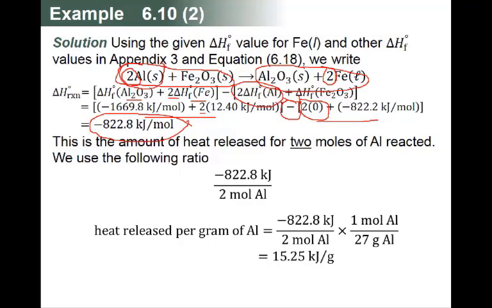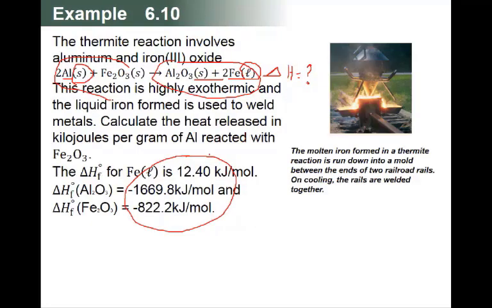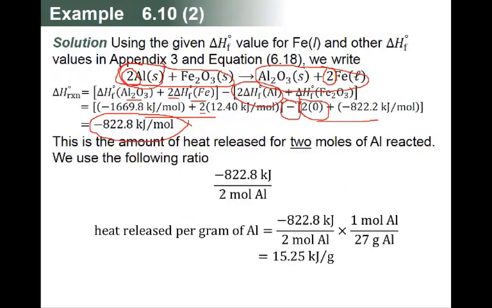Okay, and in the question he is asking you to calculate the heat released in kilojoule per gram of aluminium. Per gram of aluminium. So we have to change this answer. This answer is in kilojoule per mole, so we have to change it to kilojoule per gram. So we see the equation again: this is 2 moles of aluminium. So first we have to divide by 2, to make it 1 mole.